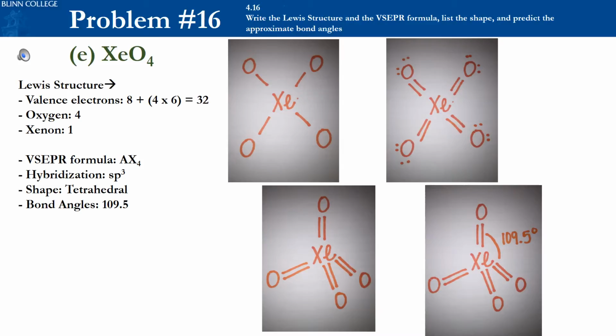The shape of this is drawn as the third picture that I've listed, so the second one on the bottom left. It is tetrahedral, and after determining the electronic arrangement and shape, the bond angles can be determined by the VSEPR model. So the angle between the two bonds is going to be 109.5.